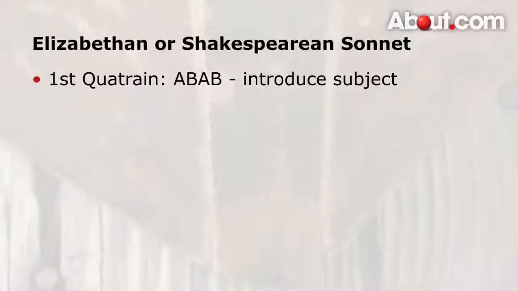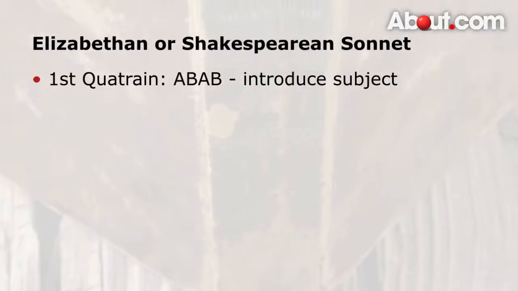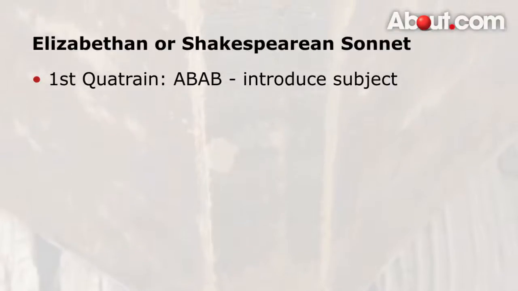The Elizabethan sonnet, also known as the Shakespearean sonnet, has 14 lines, like the Italian sonnet, but is divided and structured a bit differently. The 14 lines are broken down into 3 quatrains, which means 4 lines, and a couplet, which means 2 lines. The first quatrain's rhyme pattern is A, B, A, B, and the subject matter is introduced here.